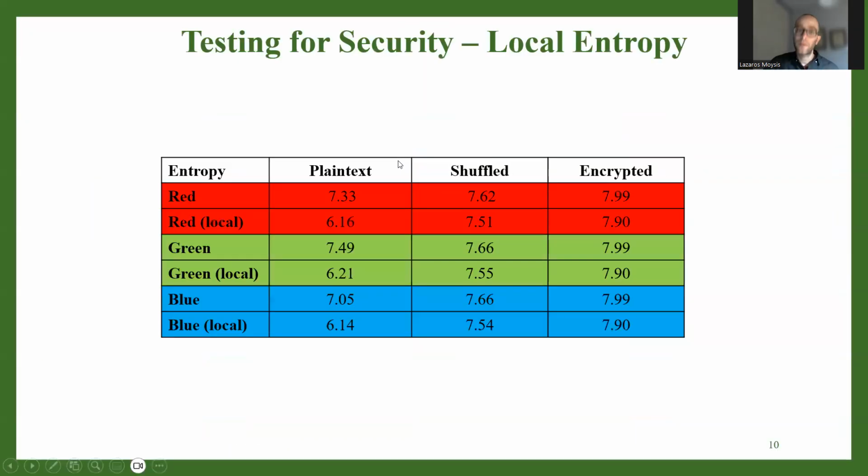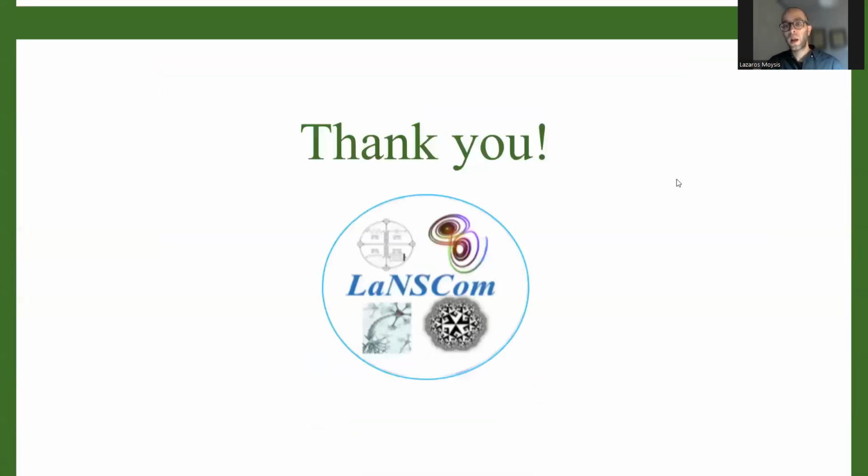But again, for the local entropy, we achieve the same result. The shuffled image in both cases has a higher amount of entropy and local entropy compared to the plain text image. And of course, in all situations, the encrypted image has the highest entropy and local entropy in all 3 channels. Again, this is the desired result, so we have a very nice encryption. So this is the difference between entropy and local entropy.